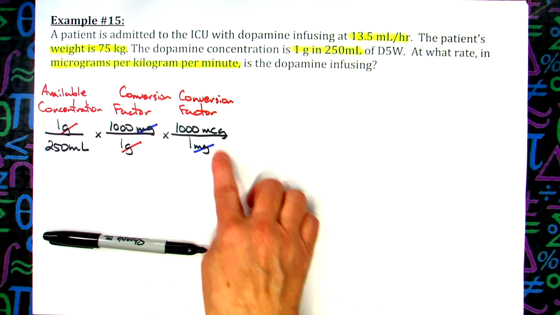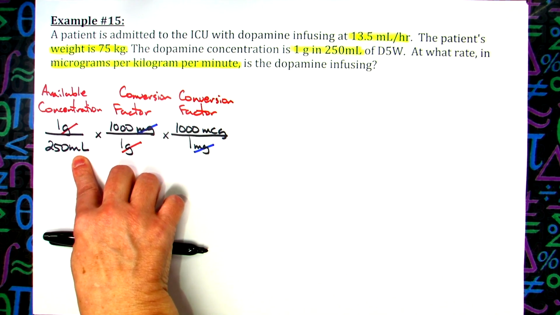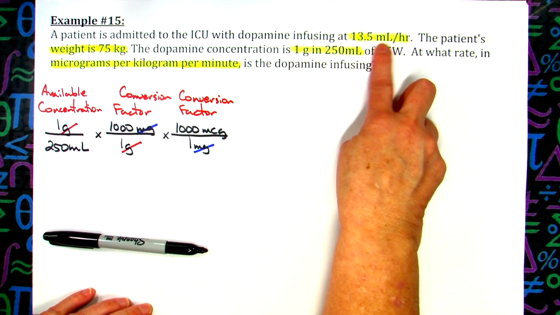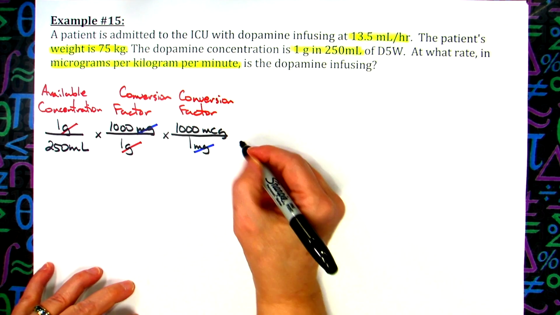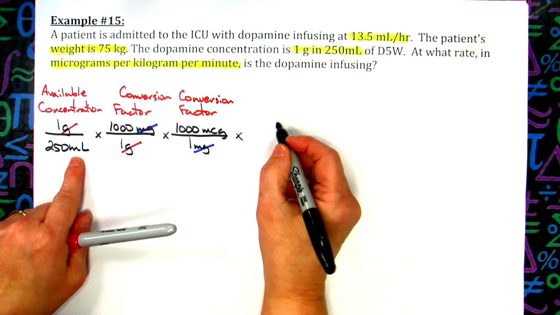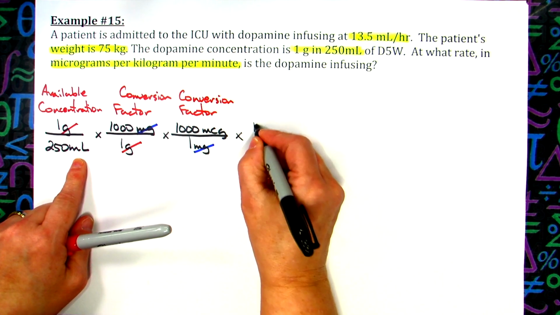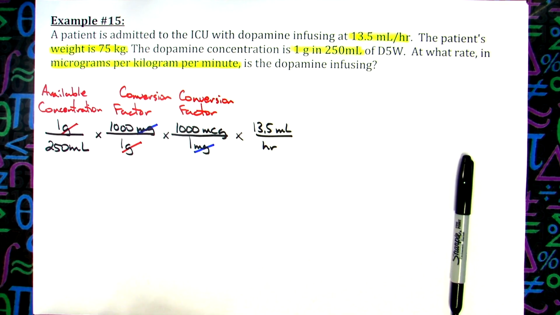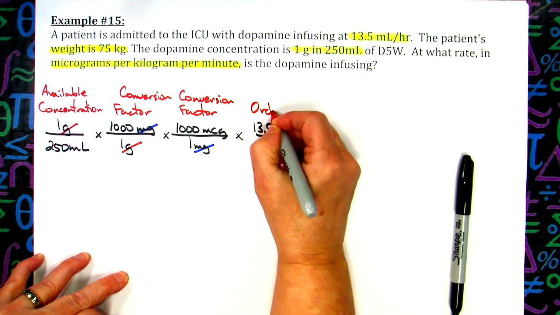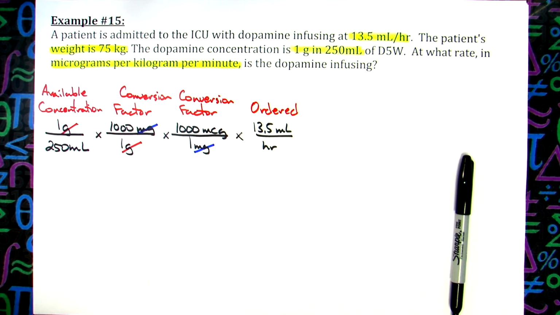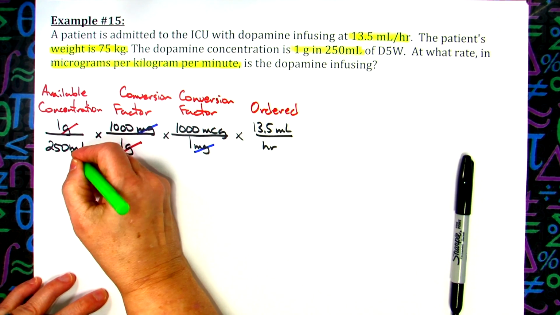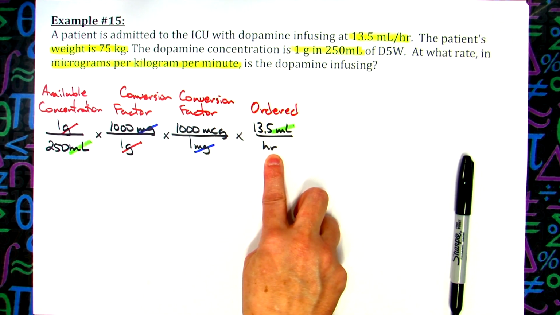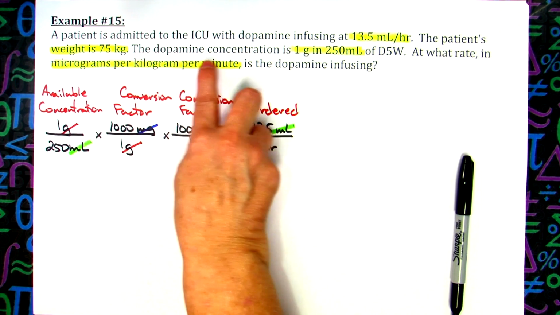Now I've got micrograms and milliliters. So the next thing to do probably here would be to use what is ordered. That's going to make my milliliters fall out. I need the milliliters in the top since it's in the bottom here. So I'm going to multiply by 13.5 milliliters per hour, and that is what is ordered. From there I can cross out milliliters and milliliters. So now I'm down to micrograms per hour. I need micrograms per kilogram per minute.